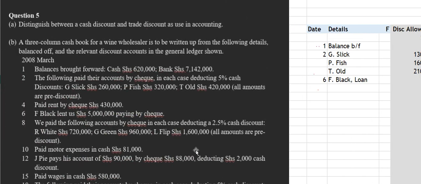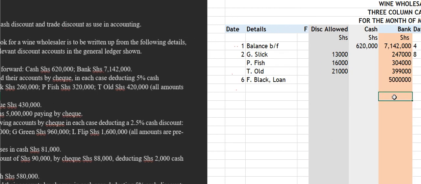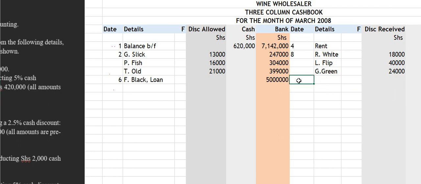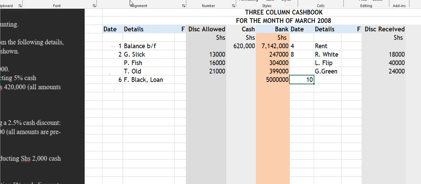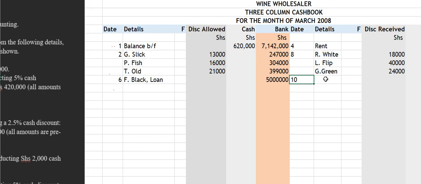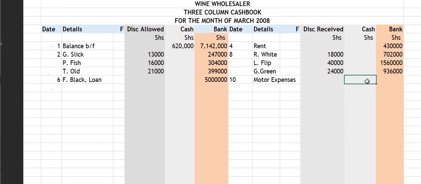Paid motor expenses in cash, 81,000. This is a payment, so credit your cash book. That is on 10th. Motor expenses in cash. So I write motor expenses. This is 10th. Motor expenses in cash, that is 81,000.